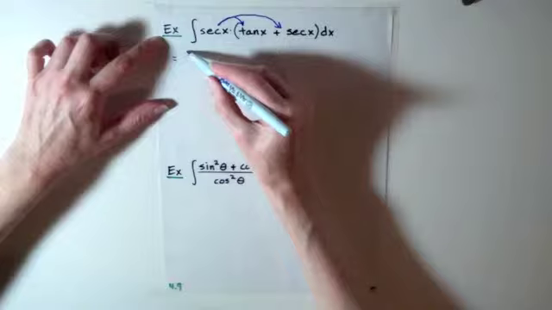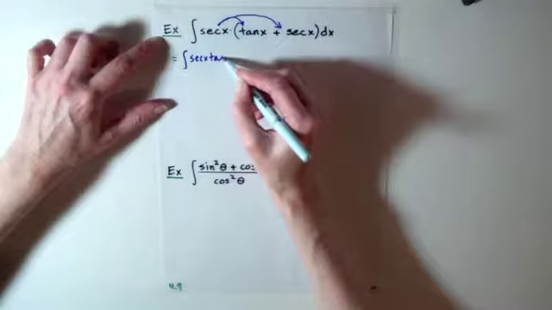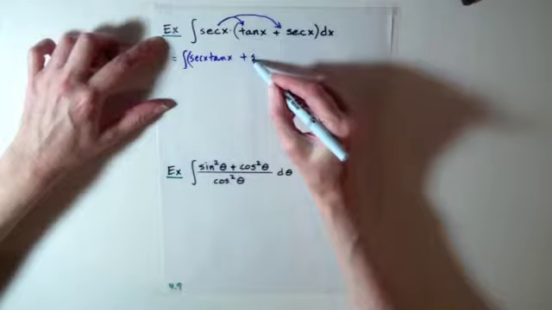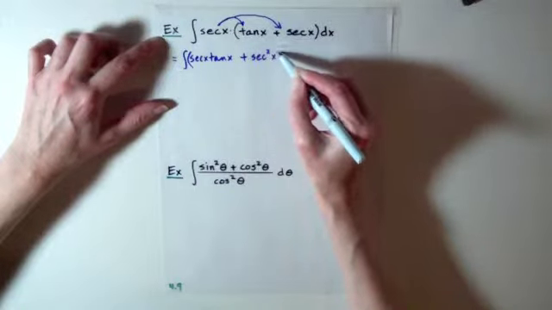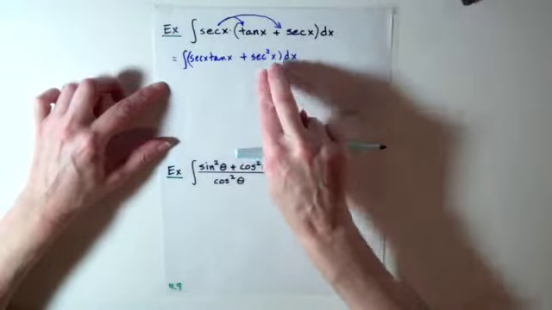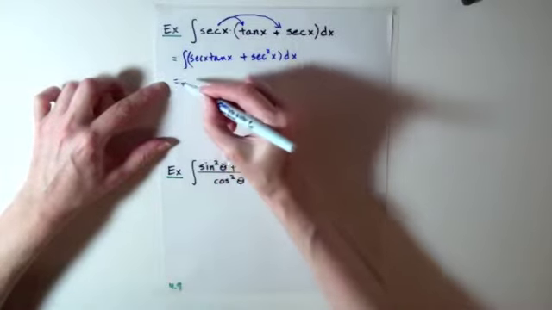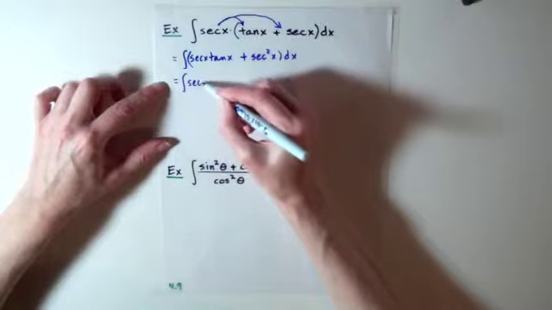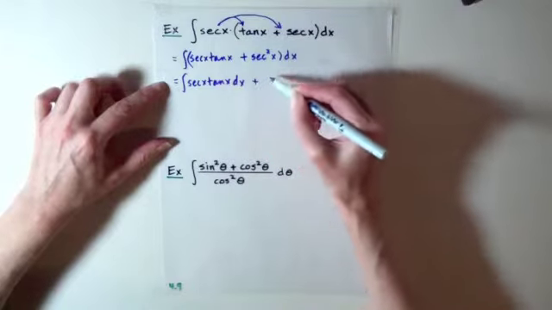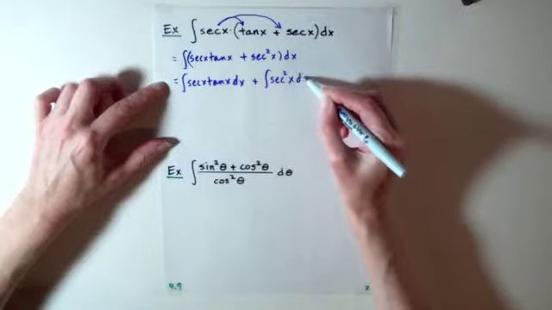So let me do that, and I would have the integral of secant x tangent x plus secant x times secant x, which would be secant squared x. And that is at least better in the sense that now I have the integral of a sum instead of the integral of a product of two things. And I'm allowed to integrate term by term. So this will be the integral of the first term, secant x tangent x dx, plus the integral of the second term, secant squared x dx.